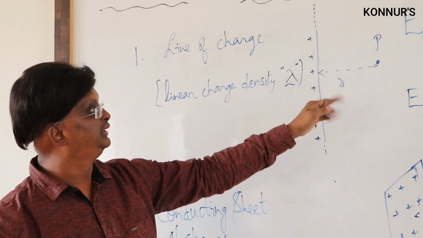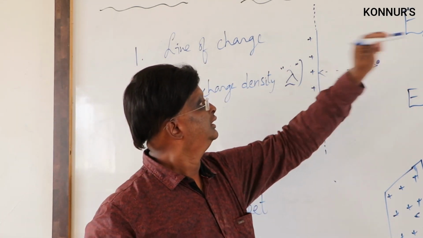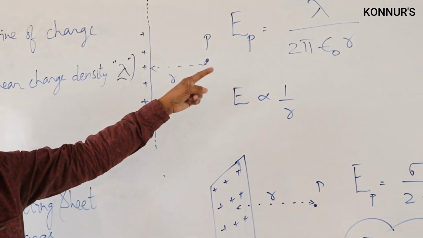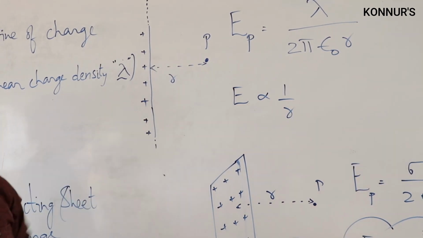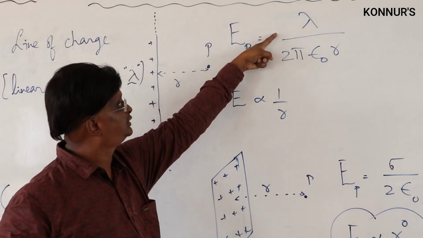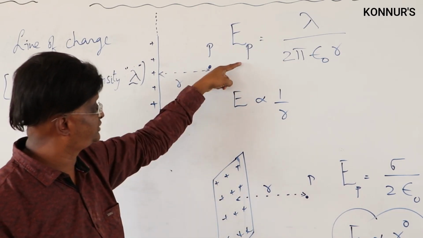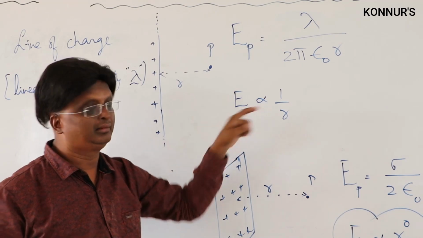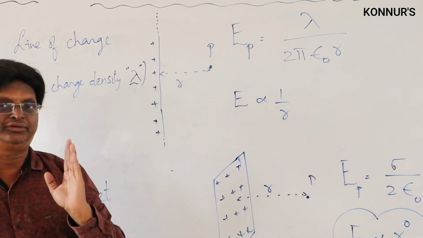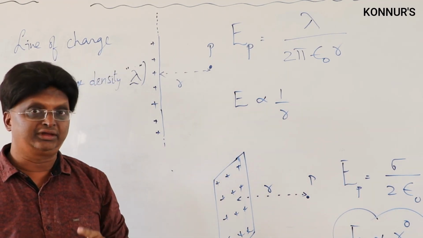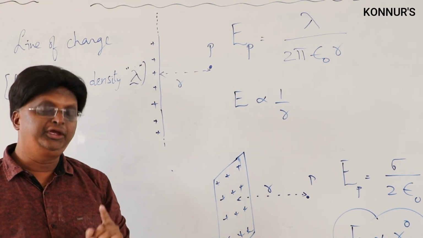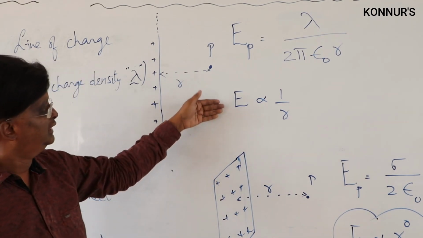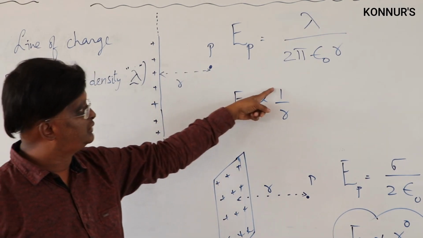At the lateral point, the intensity at the point P is lambda by 2 pi epsilon naught r, where lambda is the charge per unit length. This is the expression. And remember, here E is proportional to 1 by r. In the case of a point charge, it was E proportional to 1 by r square. In the case of a short dipole, it was E proportional to 1 by r cube. Now here you will find another result, that E is proportional to 1 by r.